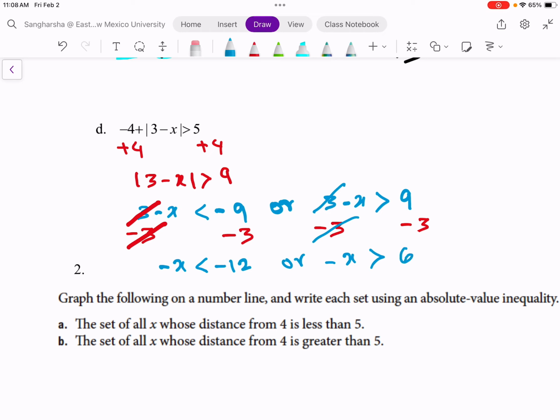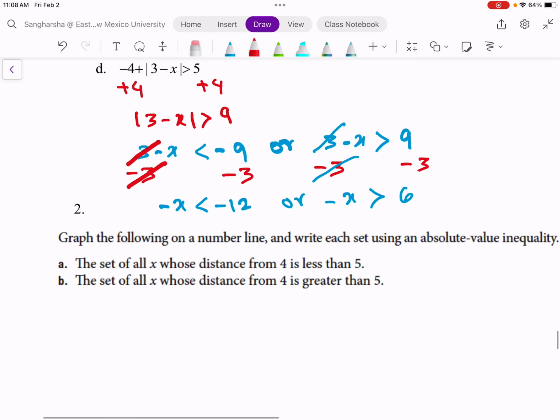We still have negative in front of x. We need to get rid of negative x. Now how do we get rid of negative? You can divide both sides by negative 1, or you can multiply both sides by negative 1. Still the same thing. If you divide both sides by negative 1, what happens to the inequality? Does it remain the same? It flips. Right, so it flips.